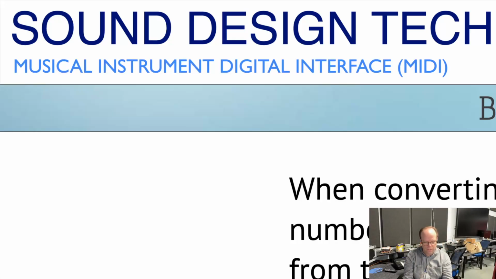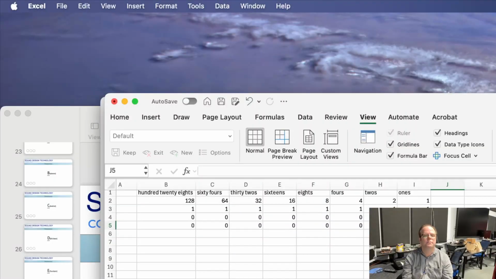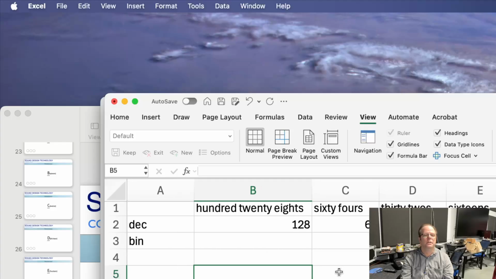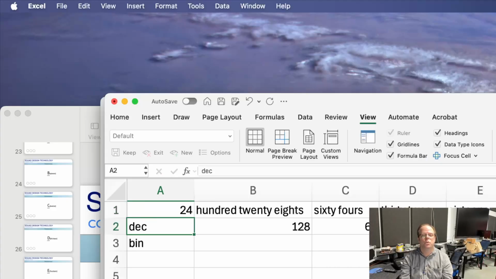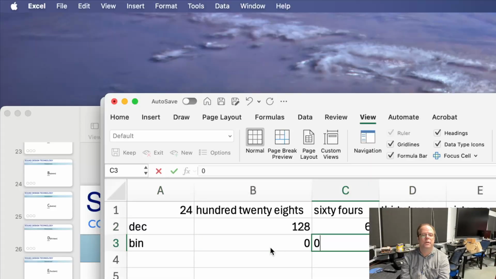Okay? So let's go back now and do some binary stuff. Let's pick a number. Pick a number, any number. 24. Okay, so 24. That is less than 32, so I know I'm going to have a 0 there, a 0 there, and a 0 there, right? So how many 16s are in 24? 1. Okay.